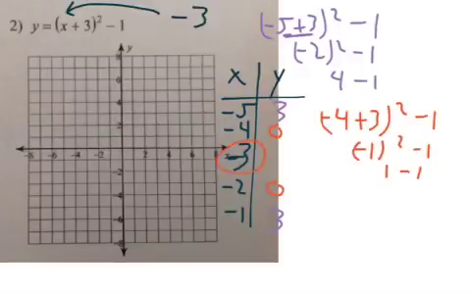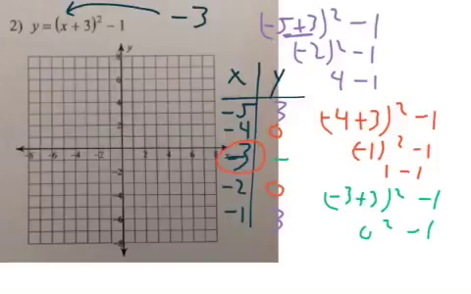And notice we only have 1 point left, guys. That's our vertex. So we're just going to take negative 3 plus 3 squared minus 1. Well, that's 0 squared minus 1. We kind of knew that because we made it 0, right? And 0 minus 1 is negative 1. Guess what? We can graph this now. Negative 5 is 3. Negative 4 is 0. Negative 3 is negative 1. Negative 2 is 0. Negative 1 is 3.